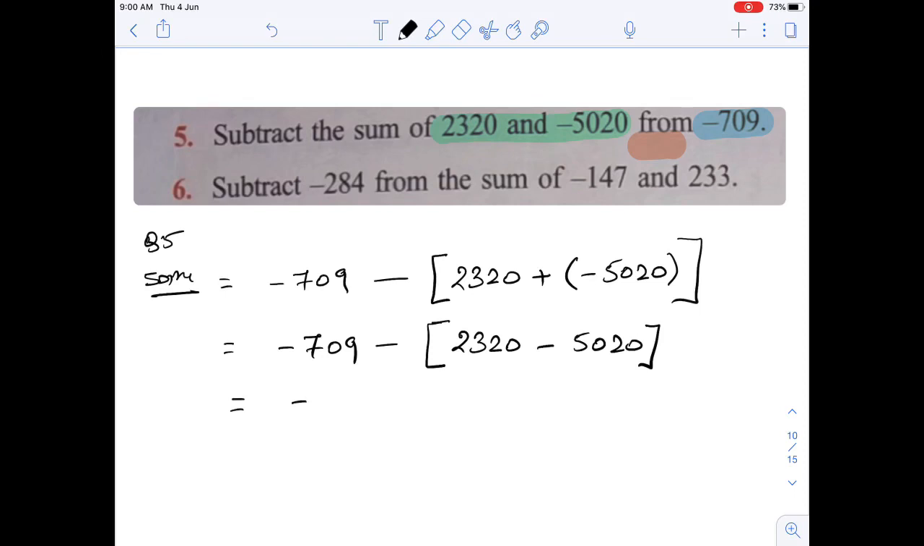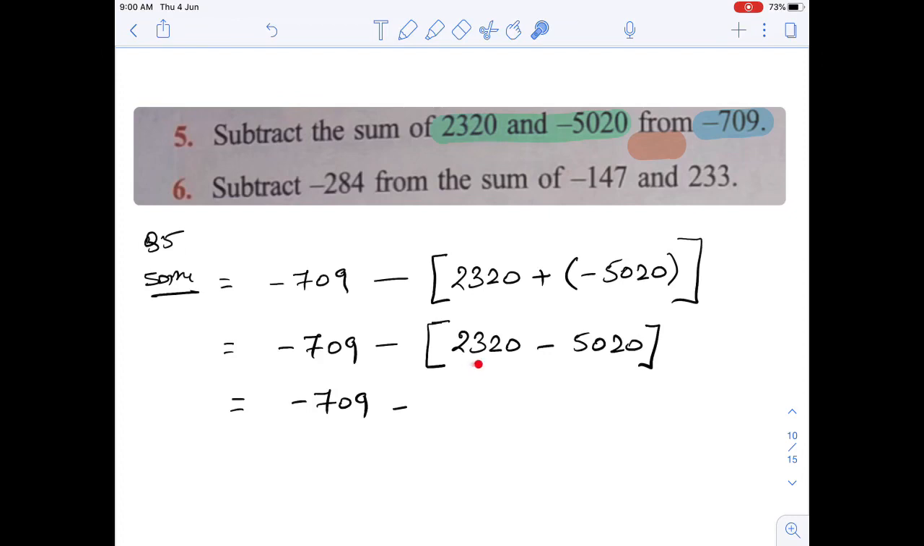Equals to. Now minus 709 minus. Now first we have to clear this bracket. Unless the numbers inside this bracket are cleared, we cannot come out of this bracket. Now we have to do subtraction of these numbers.